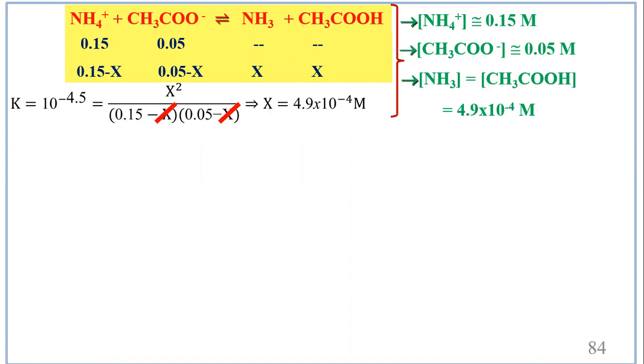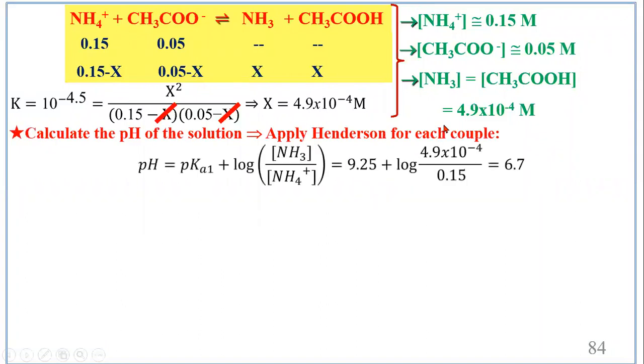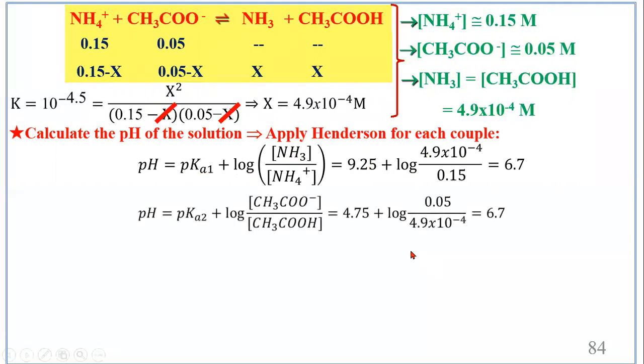So what do I have now? I have a couple, ammonium, and I have another couple, acetic acid and the acetate. I have two couples in my solution. And if I'm asked pH, I use Henderson of each couple. So I take the first couple, pH would be pKa plus log of the ammonia divided by the ammonium. And yes, I have found this, as small as it is, I have found it.